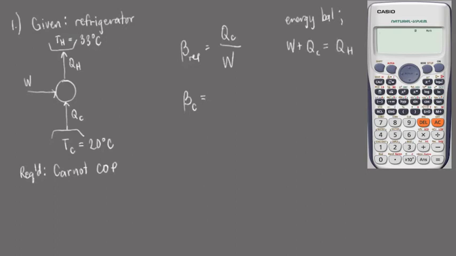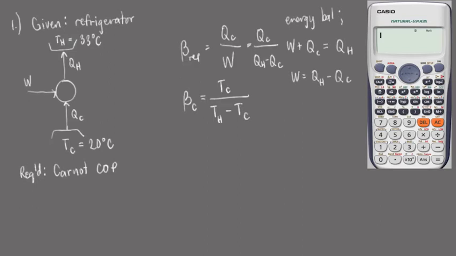Rearranging this, W is equal to QH minus QC. Therefore, that will be our denominator in our coefficient of performance, QH minus QC. Our expression for the Carnot COP of our refrigerator is now TC, the temperature of the cold reservoir, divided by the temperature of the hot reservoir minus the temperature of the cold reservoir. This is now our working equation.